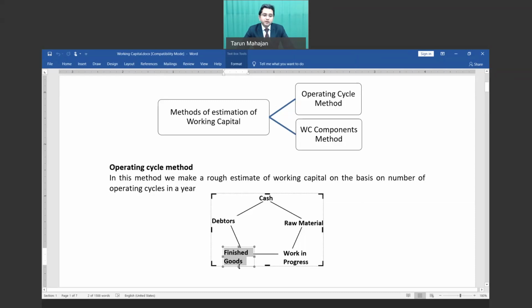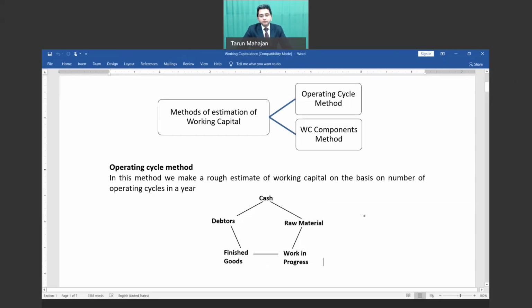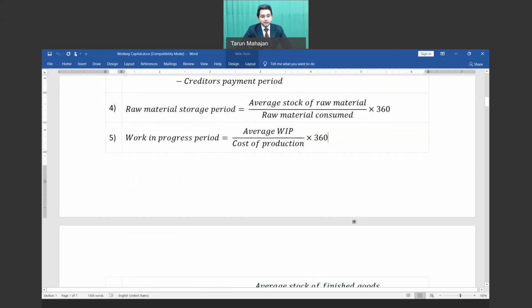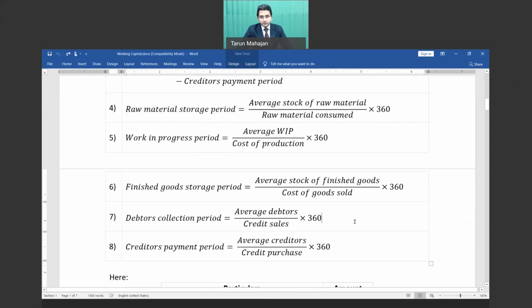When WIP is converted into finished goods, the machines are not empty. A new raw material is inserted in machines and a new work in progress is there. When you sell goods, you don't get money directly. It becomes debtors. Say your money is again blocked for next 1 month, and then it becomes cash. And once it has become cash, you cannot withdraw it and take it to your home. It will again become raw material. This is called operating cycle. Now, the formula to calculate working capital under the operating cycle method is like this.